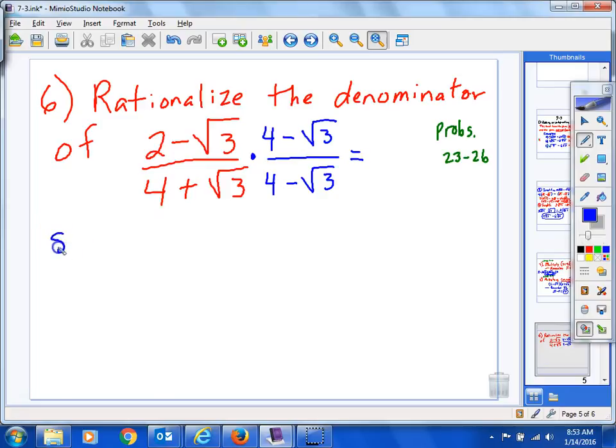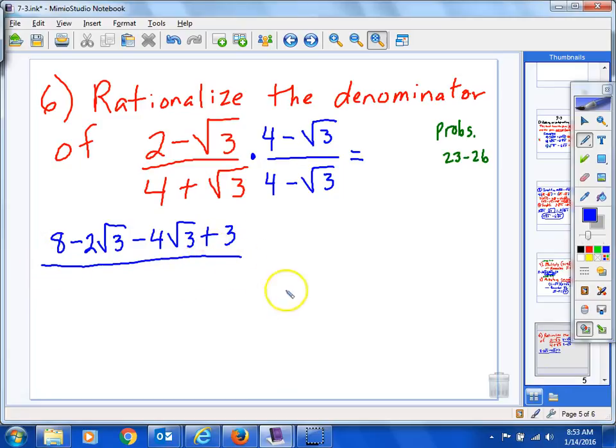2 times 4 is 8. 2 times negative square root of 3 is negative 2 times the square root of 3. Negative root 3, remember there's an invisible 1 in front of these, so negative root 3 times 4 is negative 4 root 3. And then the last terms are a little bit easier because it's just a radical times itself. Notice it's negative times negative, which makes positive, and the square root of 3 times the square root of 3 is just 3. Okay, and we'll come back and combine like terms in just a minute.